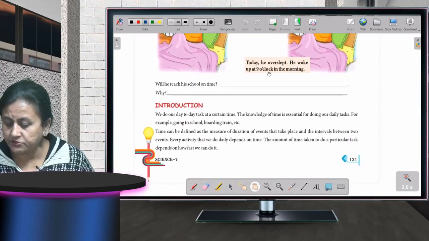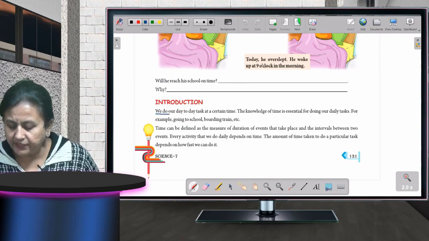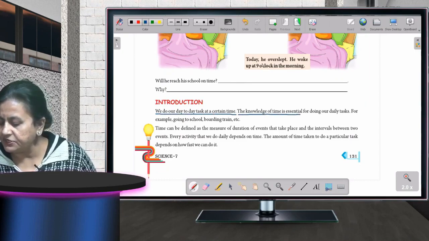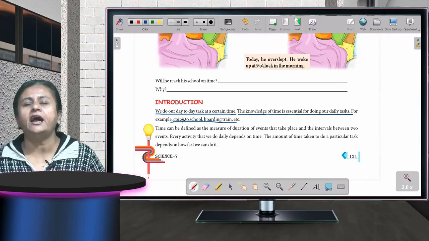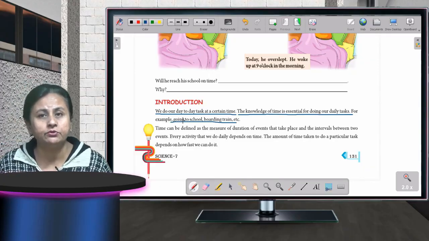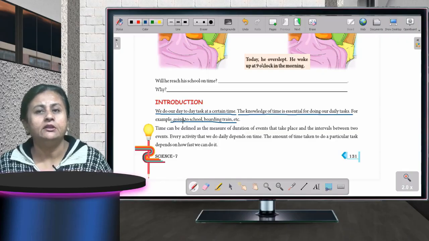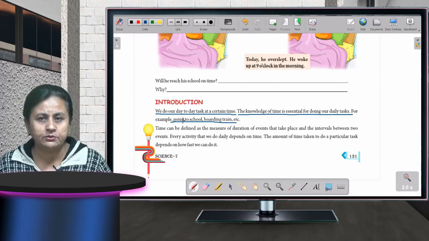Can you all see on your screens also? Now, if we do our day-to-day task at a certain time, the knowledge of time is essential for doing our daily tasks. For example, going to school, boarding train, etc. Children, whatever activity we are doing, we are going to school, we have to be on time. In case we are not reaching the school on time, the school principal or the authorities will not allow us to enter the school. So everything has to be done on proper time.